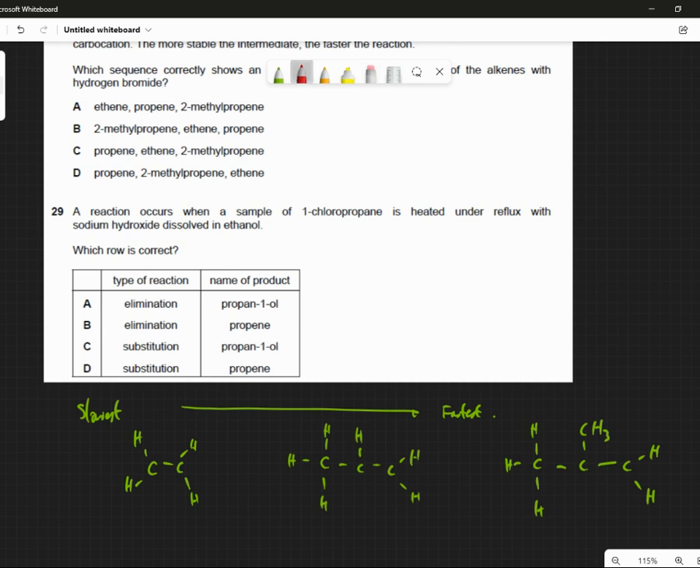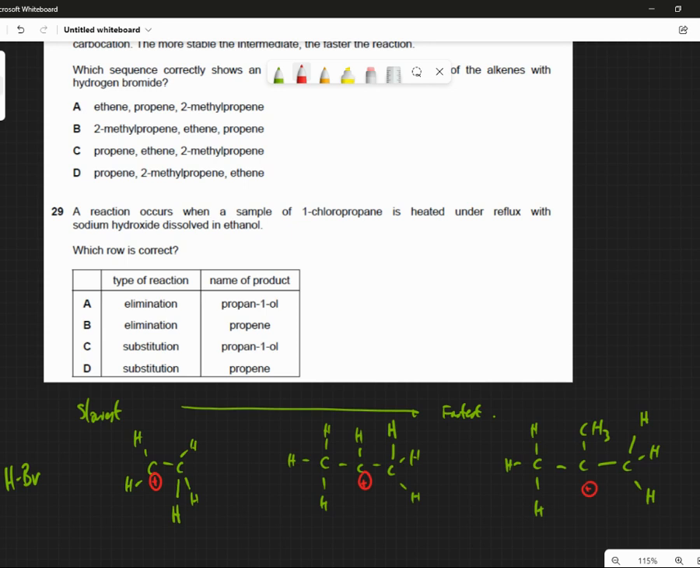Where is the positive charge going to go? Well, the hydrogen that adds from HBr is going to go onto the carbon with already the most hydrogens. So the hydrogen's going to go on there. In this case, the hydrogen's going to go on there. And in this case, the hydrogen is going to go on there. Okay? If the hydrogen goes on there, the charge must go on the other one.